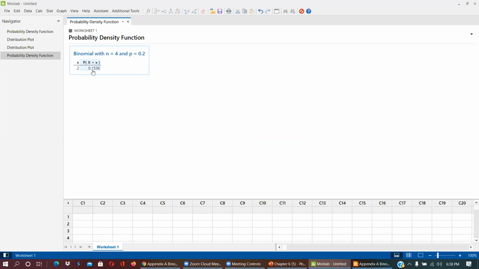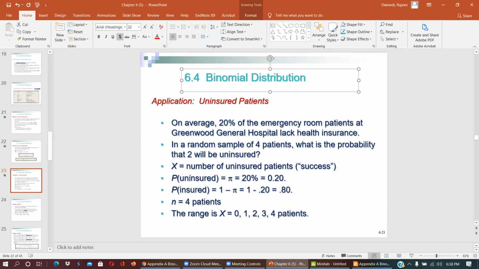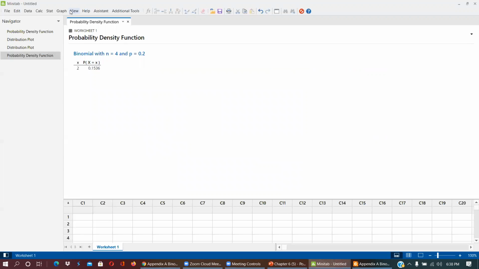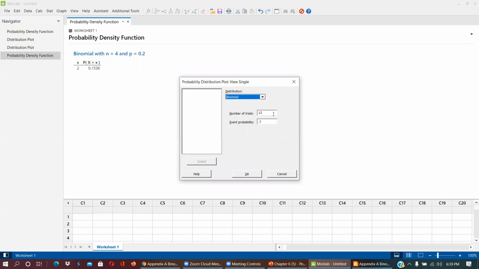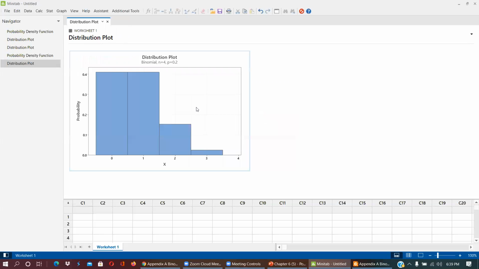Here we have the compound event probability. Compound event probability is very important to understand. Here the range is 0 patients uninsured, 1 patient uninsured, 2 patients uninsured, 3 patients uninsured, and 4 patients uninsured. Look into that. I'm just going to draw a graph, the probability distribution. The number of trials is 4, event is 2. Okay, here we go.